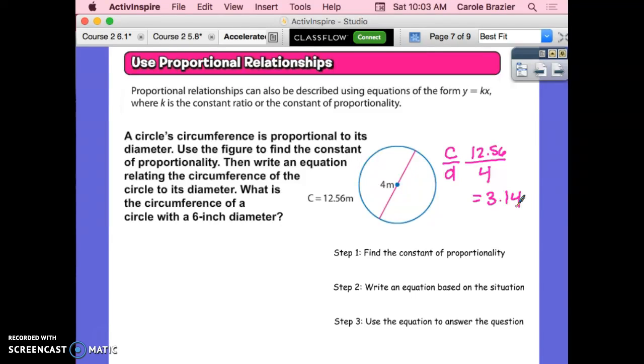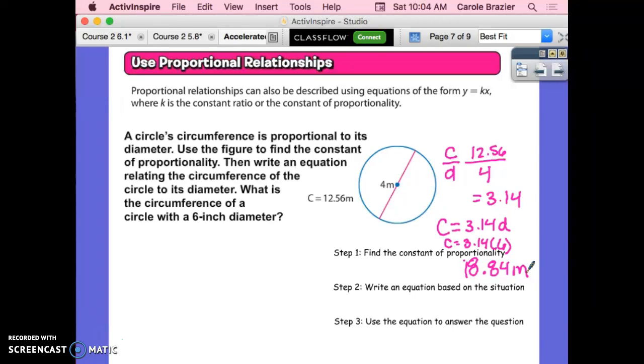And then to write an equation, any circumference that I work with is going to be 3.14 times the diameter. Okay, so that's good enough for an equation. The next thing I have to do is answer the last question. What is the circumference of a circle with a 6-inch diameter? So then I'm going to substitute in for my diameter. So C is equal to 3.14 times 6. When you put this into your calculator, you should get 18.84 meters. So your new circumference for a diameter with 6 inches would be 18.84 meters.